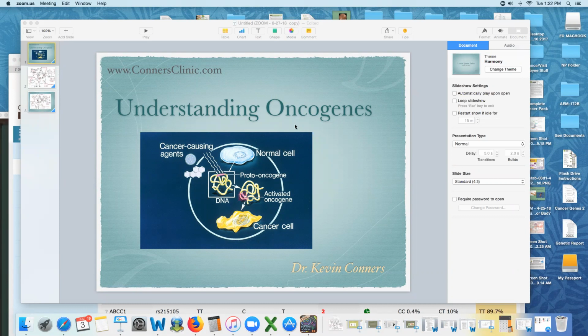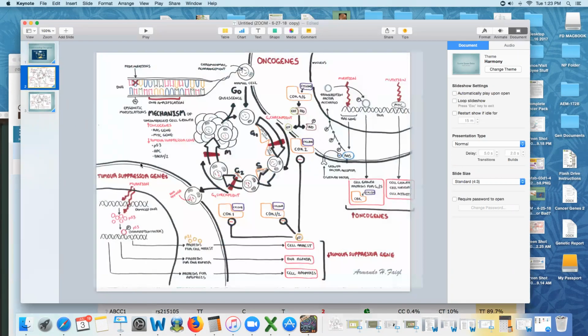So when we talk about oncogenes, and then there's other genes that are called proto-oncogenes, we're talking about genes that stimulate cancer growth, that increase cancer growth, versus tumor suppressor genes. Tumor suppressor genes do just that. They suppress cancer growth. So as we go through this, I hope you'll understand it a little bit better.